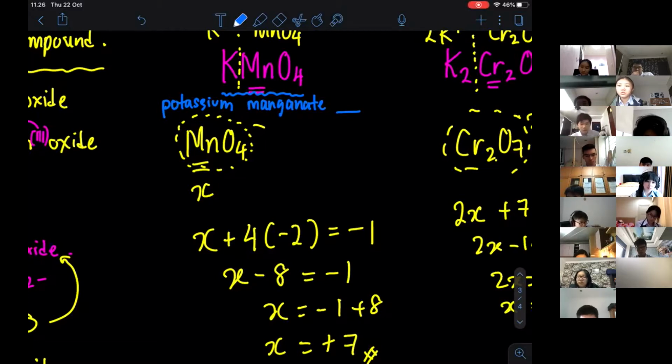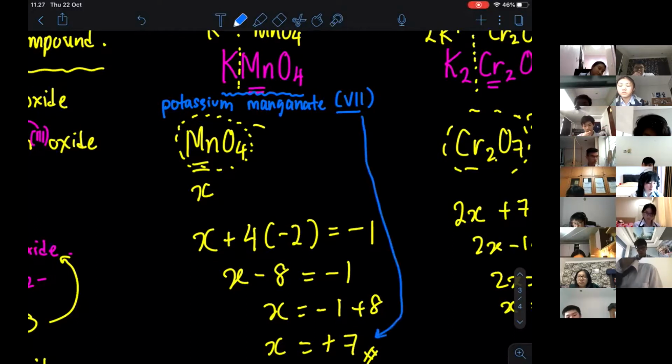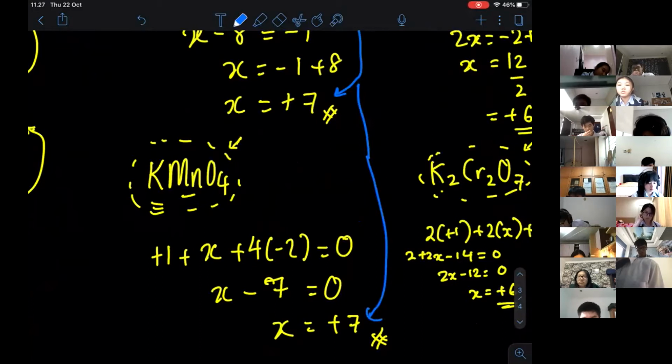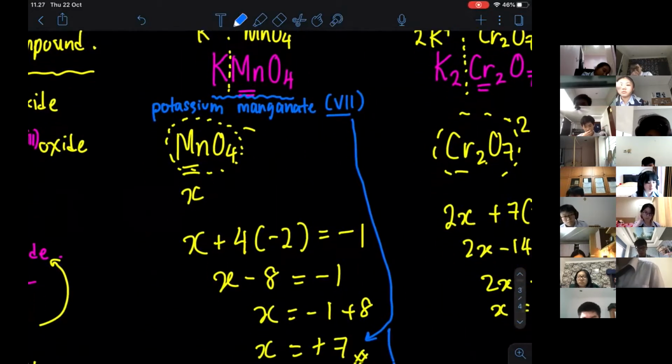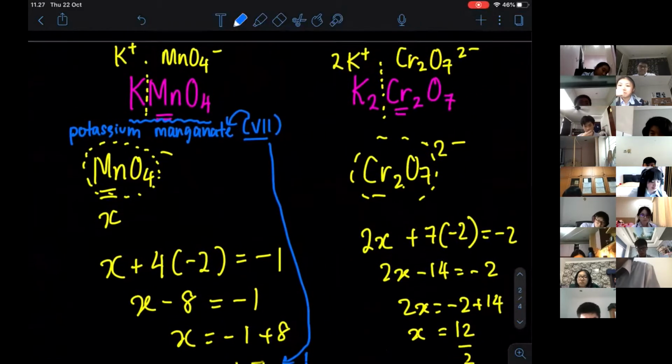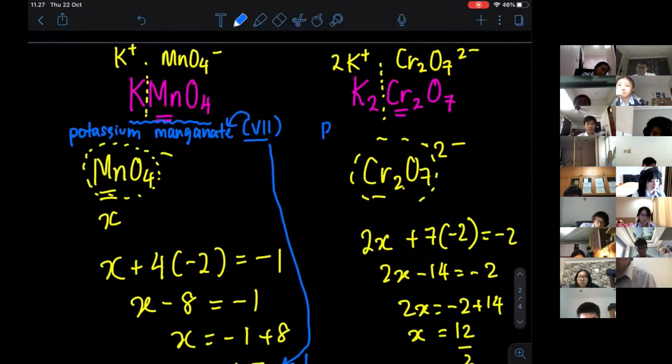Is it IV? No. Potassium manganate, they always write VII, right? Do you know what VII is? It's actually 7. And we have calculated that 7 here. So it means the 7 shows the oxidation number of what? Manganese. Okay. So if you want to write down the full name of this compound, this is potassium dichromate.